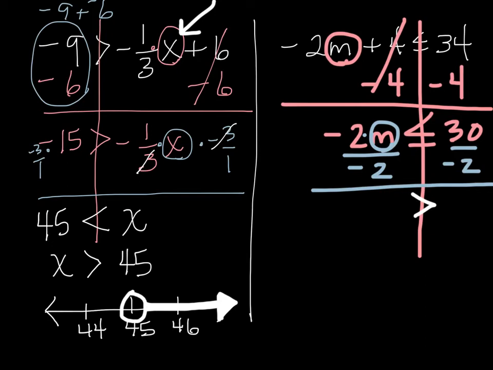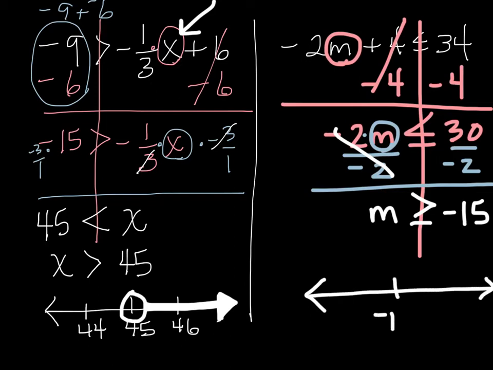So it's going to go from a less than or equal to symbol to a greater than or equal to symbol. These negative 2's cancel out, and we have m is greater than or equal to negative 15. On a number line, that means that we are dealing with negative 15.